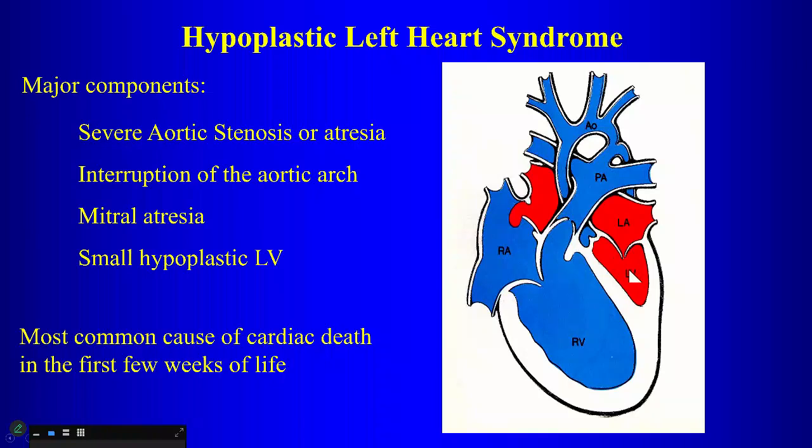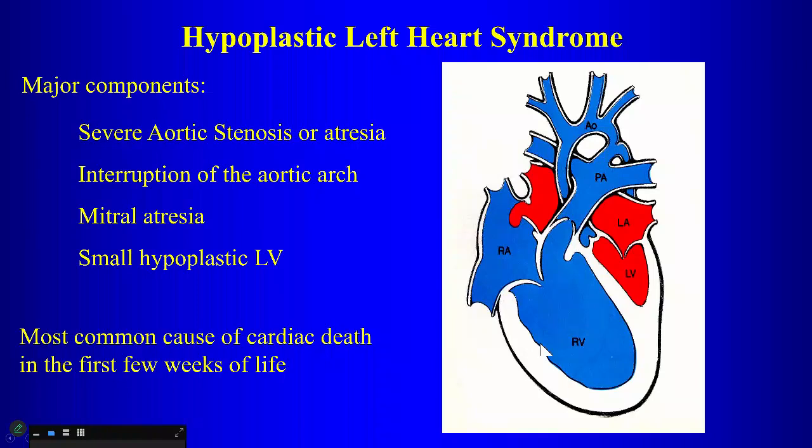And because the left ventricle is small, the ascending aorta does not develop. So you get aortic stenosis or atresia. Often they might also have interruption of the aortic arch, obstruction here at the mitral valve, mitral atresia, and a hypoplastic left heart. Which means then what happens is that the right heart starts pumping for both circulations. The right heart pumps into the pulmonary artery, goes through the patent ductus arteriosus, and that's what perfuses the aorta.